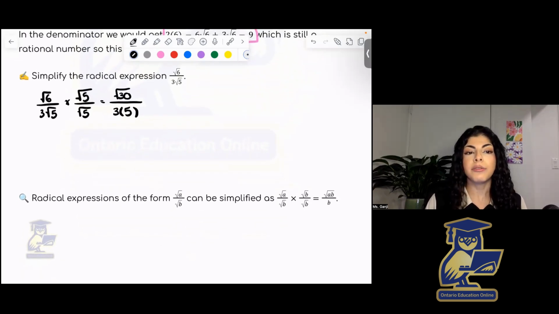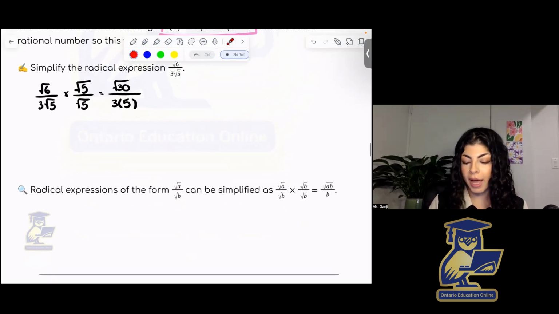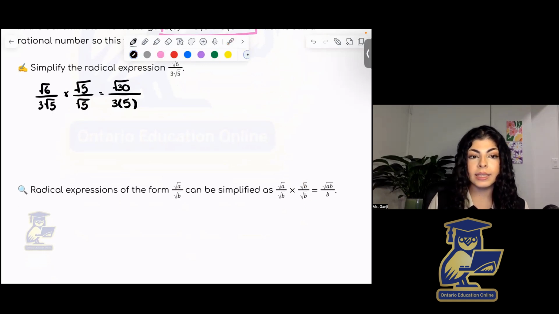So to give you a definition for this practice problem, if you have a radical expression of the form square root of a over square root of b, this one can be simplified by just multiplying by the square root of b that's in the denominator. And this is regardless of any coefficients.